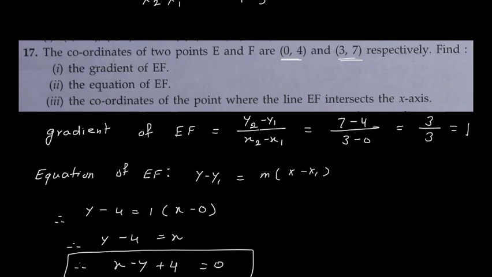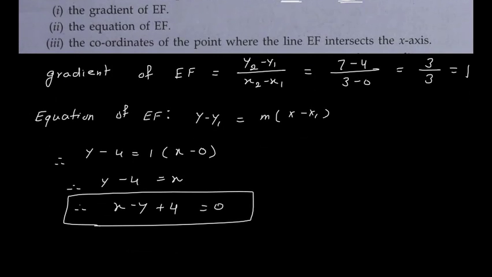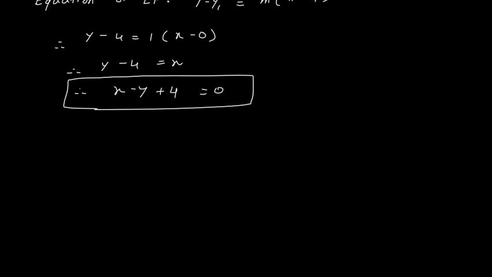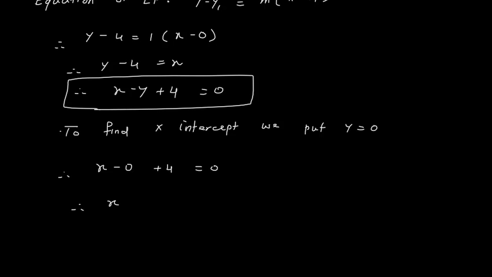And third is the coordinate of the point where the EF line intersects the x-axis. So this is the equation of the line. Now I have to find where this line intersects the x-axis. So where it intersects the x-axis, the y coordinate will be 0. So to find the x-intercept, we put y equal to 0. So therefore we get x minus 0 plus 4 is equal to 0. So therefore this will give me x is equal to minus 4.